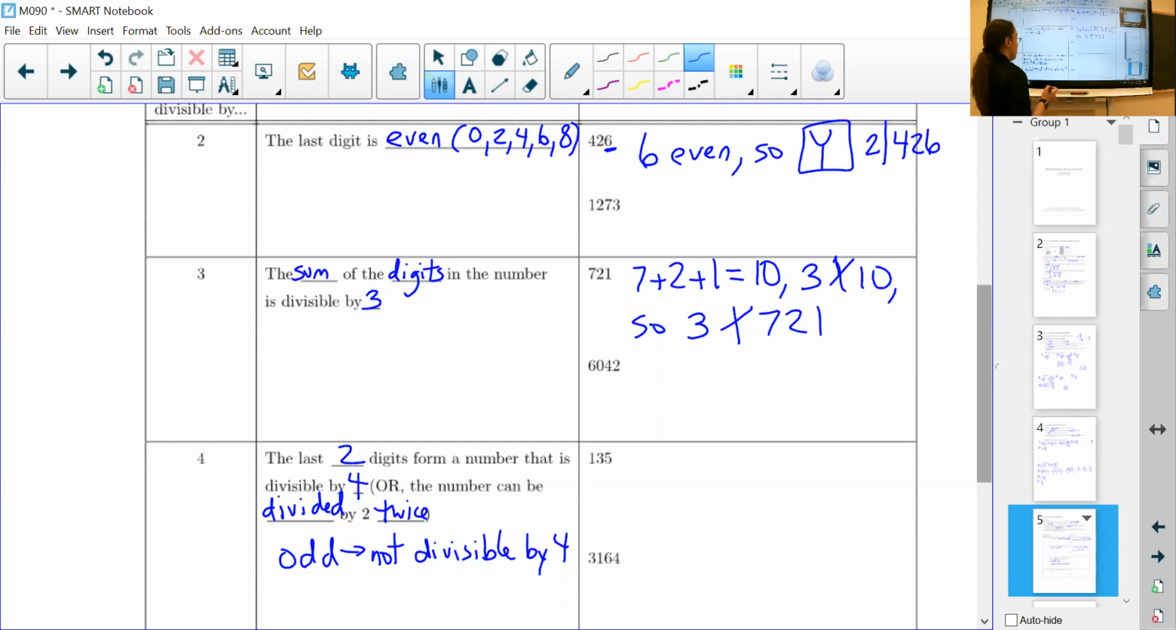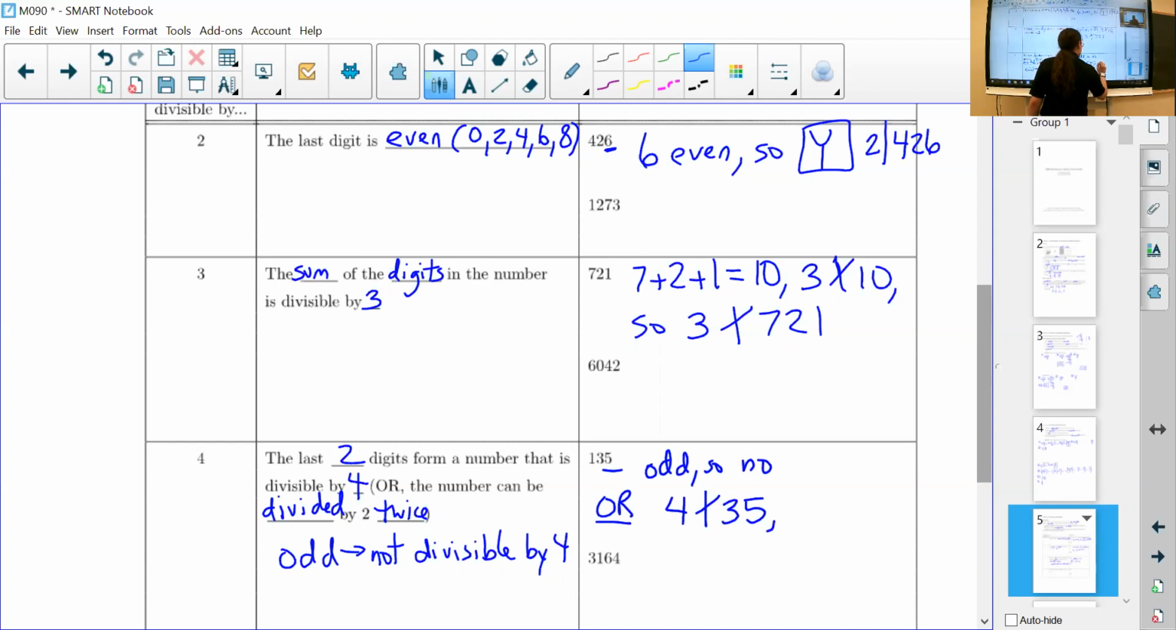135, that's odd. Odd, so no. 4 does not divide evenly into 135. We look at the last 2 digits.